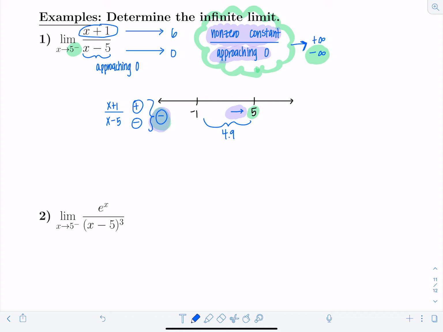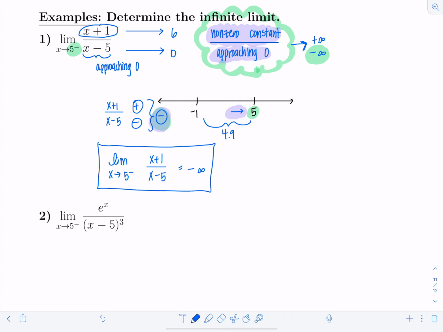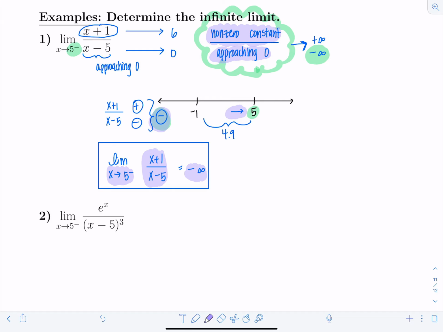So putting everything together, how do you write your answer out? You write the limit as x approaches 5 from the left of x plus 1 over x minus 5 equals negative infinity. Make sure you rewrite what the original function was. You have the limit as x approaches 5 from the left. You write lim, and then you have the limit on the other side.